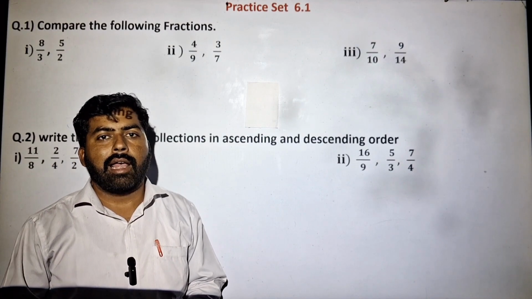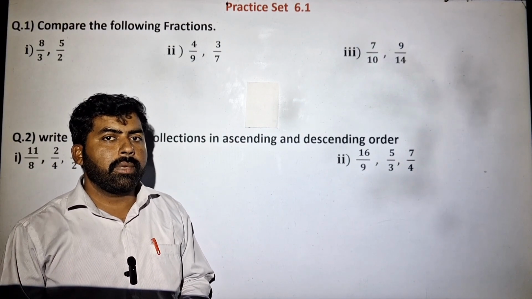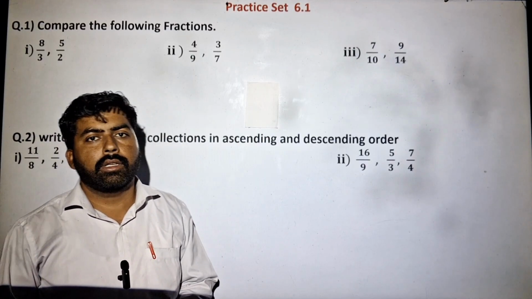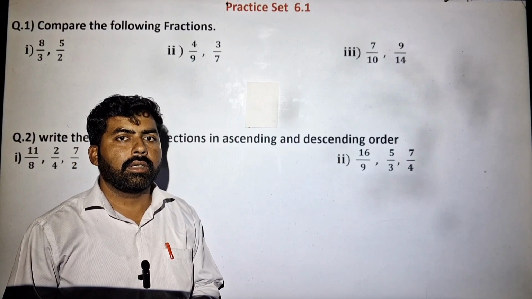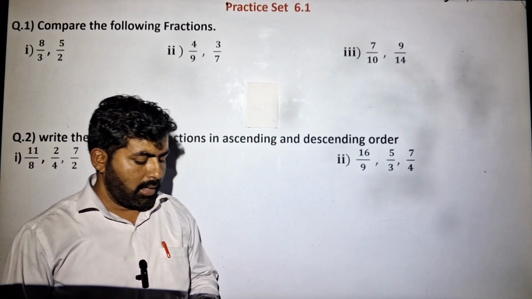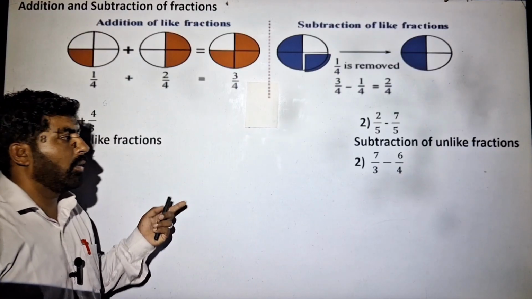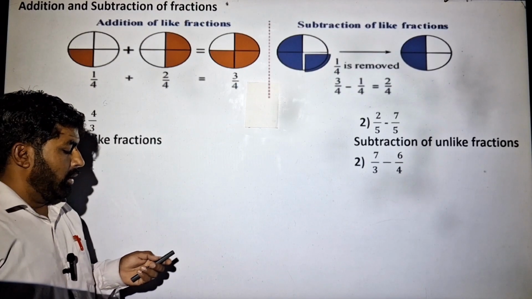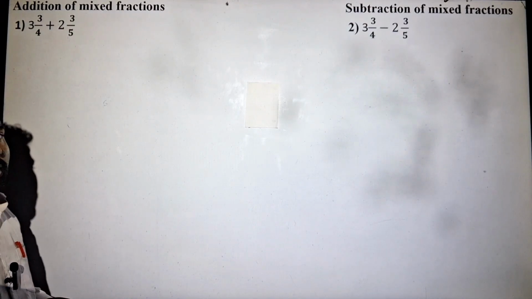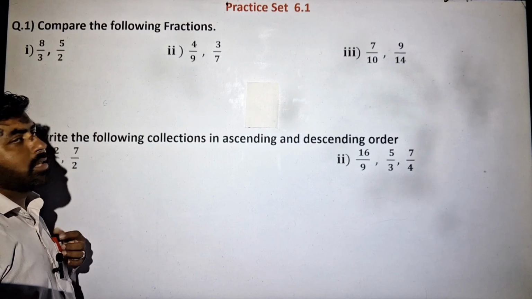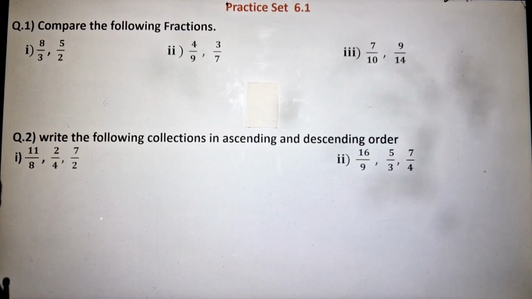Hello friends, in the last lecture we studied the basic concept of the chapter Fractions: the types of fractions, like and unlike fractions, unit fractions, how to compare fractions, and how to add or subtract like, unlike or mixed fractions. In this chapter we are going to study practice set 6.1. Question number one: compare the following fractions, 8 by 3 and 5 by 2.